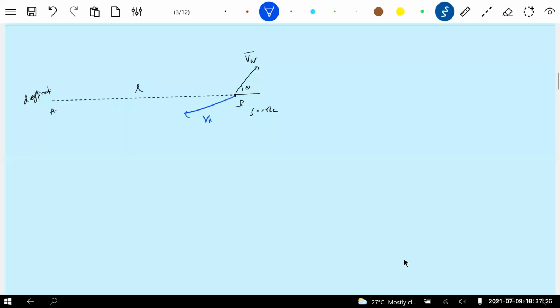I'll adjust VAW bar. Let me call this angle beta. Earlier we took it differently. Then VW bar will be in this direction, and VA bar will be here. Then again, perpendicular to the path: VW sin theta minus VAW sin beta equal to 0. Then what is the velocity VA bar?